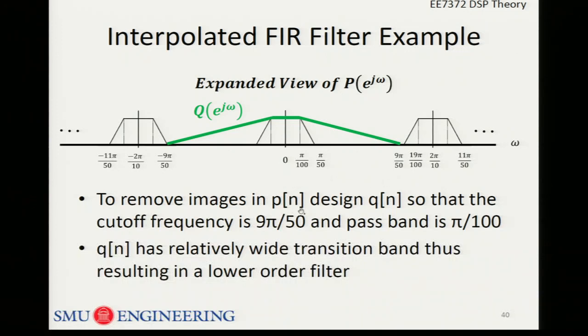So now we're going to design a new filter, q[n], and notice that it has a cutoff frequency at 9 pi over 50. And a pass band is what? Pi over 100. And so the reason why this whole thing even works at all is because this transition region here is fairly wide. If it wasn't, then it wouldn't buy you anything, because then you have a high order filter again.